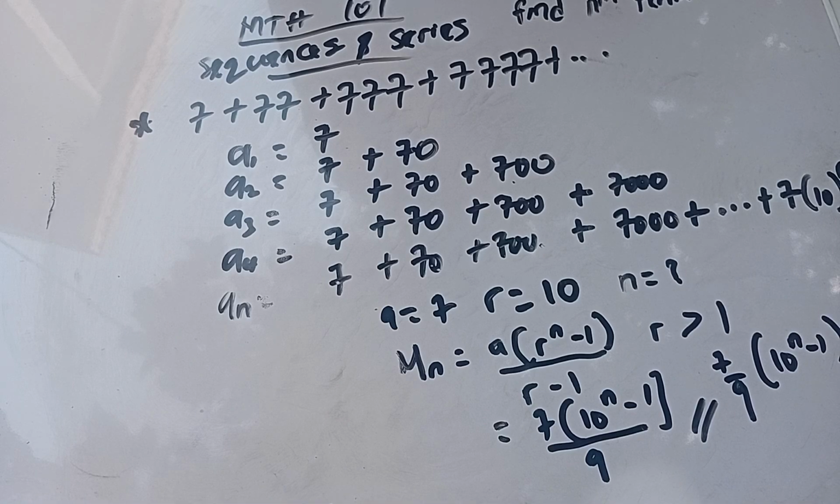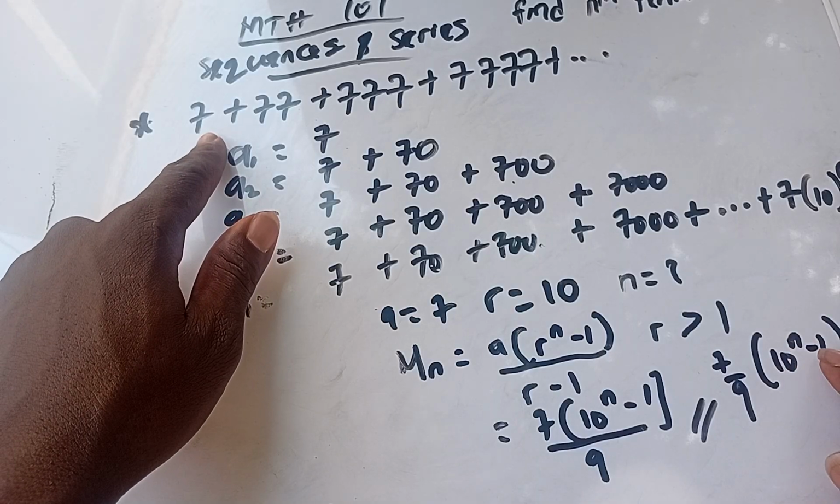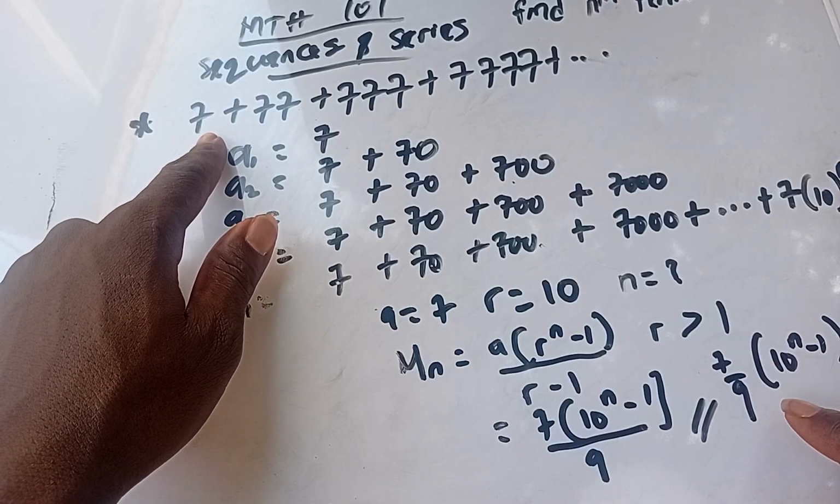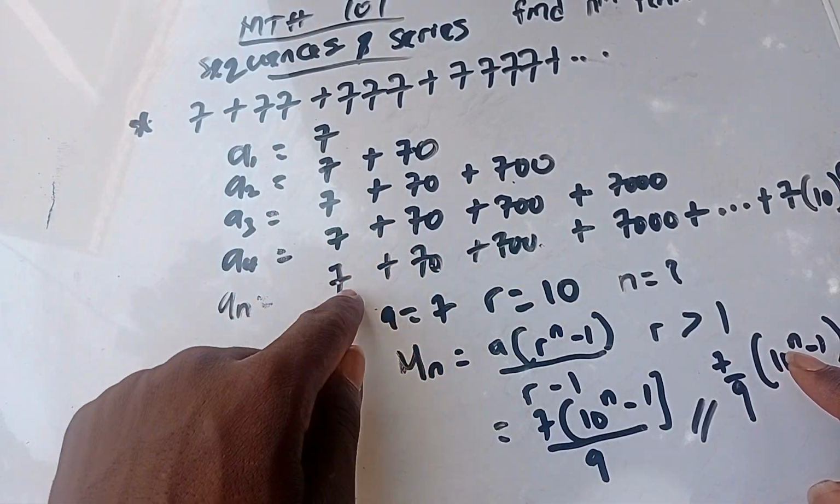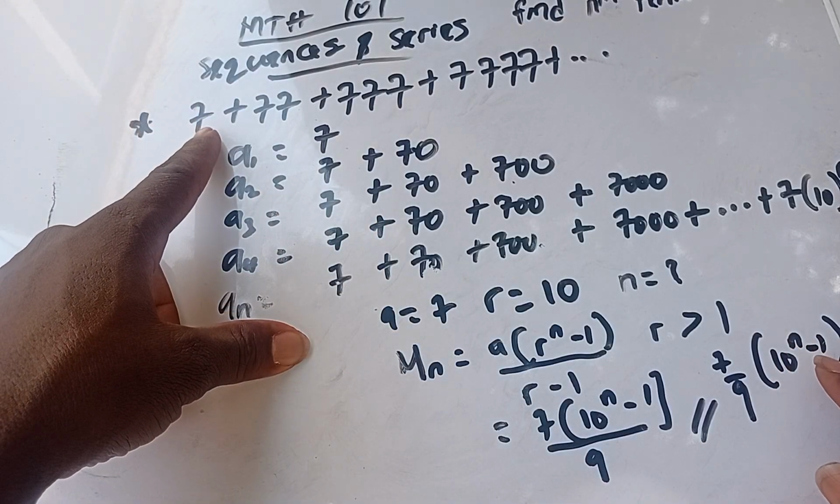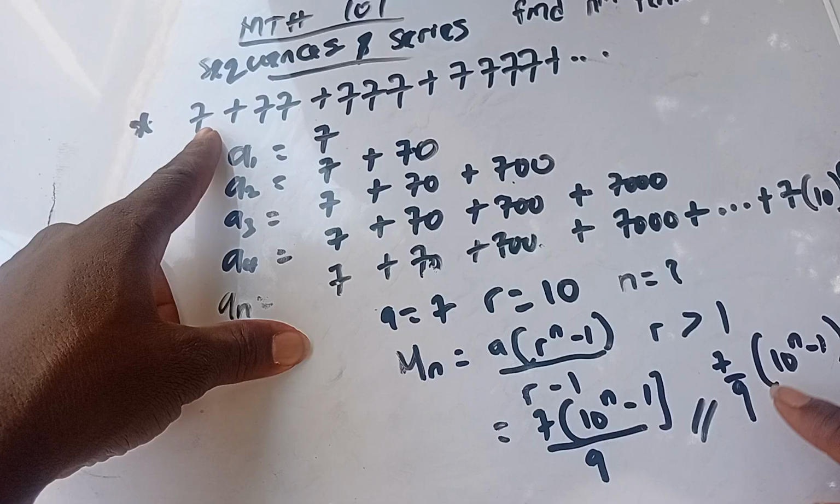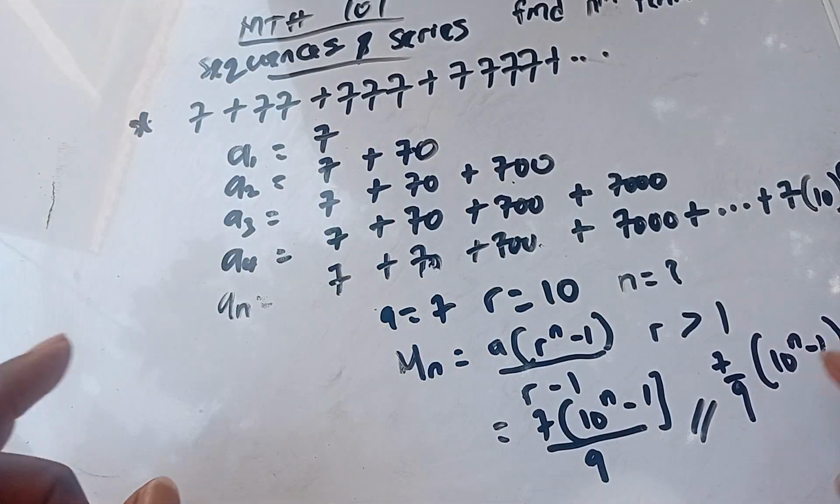Now, if your n is 1, are we going to get 7? Let's check. If your n is 1, 10 raised to power 1, 10 minus 1, 9. 9 cancels, you get 7. If your n is 2, are we going to get 77? 7 plus 70, which is also 77. 10 square, 100 minus 1, 99. 99 divided by 9, 11. 7 times 11, 77. So this formula fits, so this is our nth term.